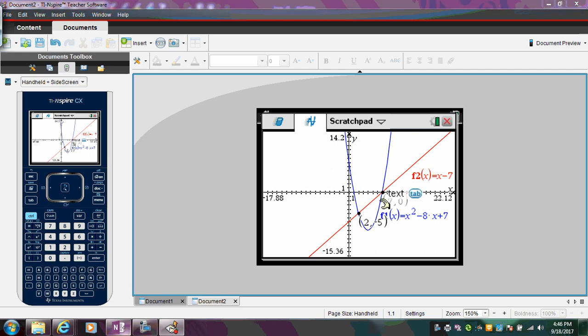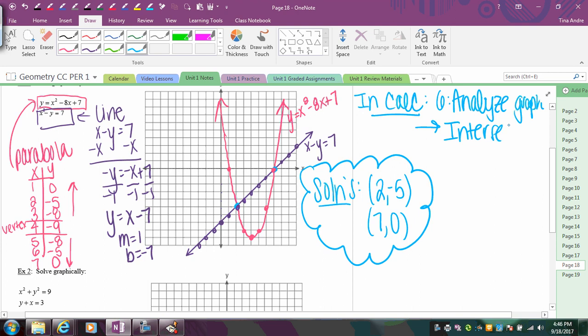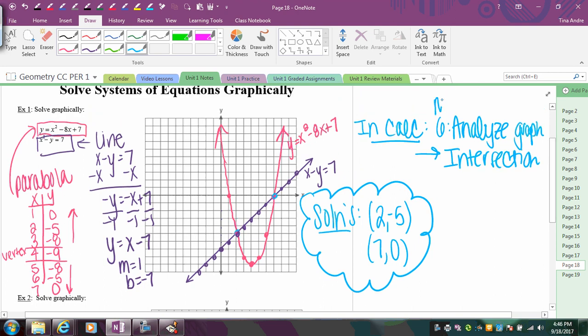So in the calculator, you're going to use the Analyze Graph. So it's number 6, Analyze Graph, and then go to Intersection. So that's how you get to that. Menu first. So Menu, Analyze Graph, and then you hit Intersection.